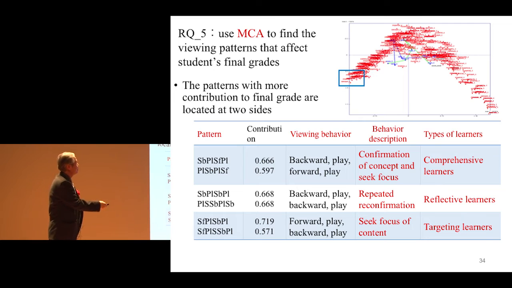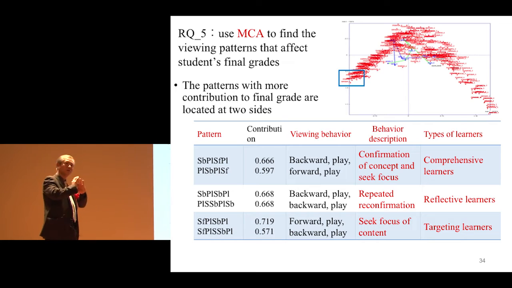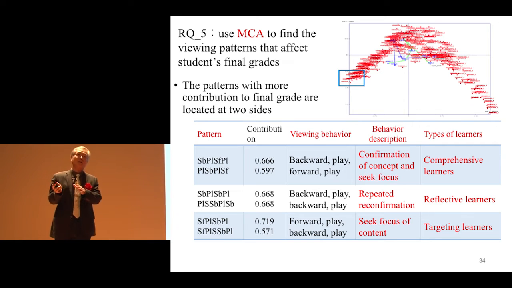We use the same MCA. So this is the MCA, and this is the patterns, their behavior, and types of learners. So we can classify these high-performance students. For example, their behavior is a confirmation of concept and seek focus. Then it probably is a comprehensive learner. But this is by experience and by observation.